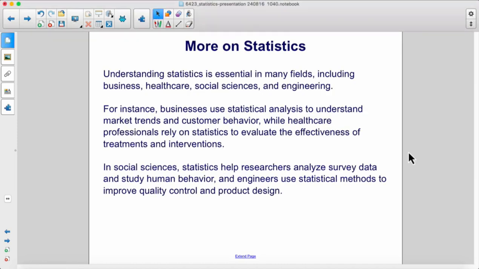Understanding statistics is essential in many fields, including business, healthcare, social sciences, and engineering. For instance, businesses use statistical analysis to understand market trends and customer behavior, while healthcare professionals rely on statistics to evaluate the effectiveness of treatments and interventions. In social sciences, statistics help researchers analyze survey data and study human behavior, and engineers use statistical methods to improve quality control and product design.